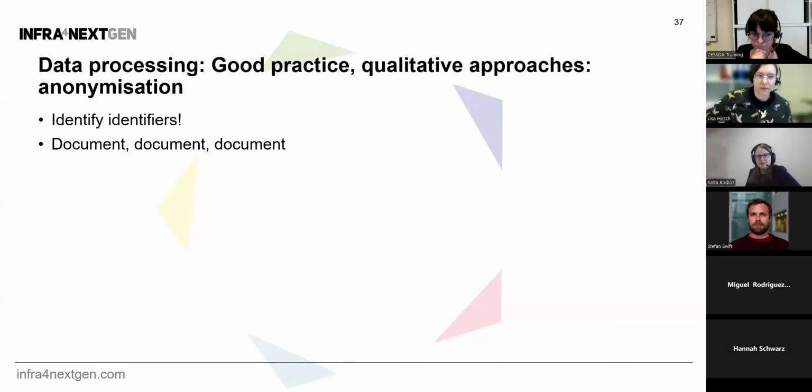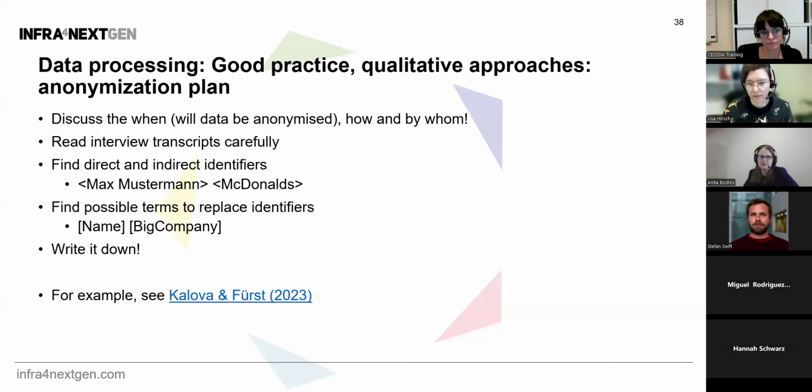For qualitative projects, it's essential to identify identifiers. So it's essential to go through your data many times to get a feeling of what identifiers are in your project and also how you deal with these identifiers and find guidelines for how you handle them. And also in this case, documentation is essential. How could this look in detail?